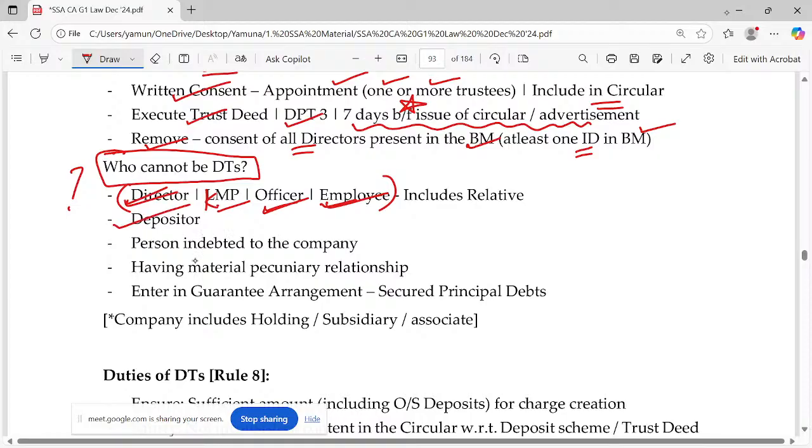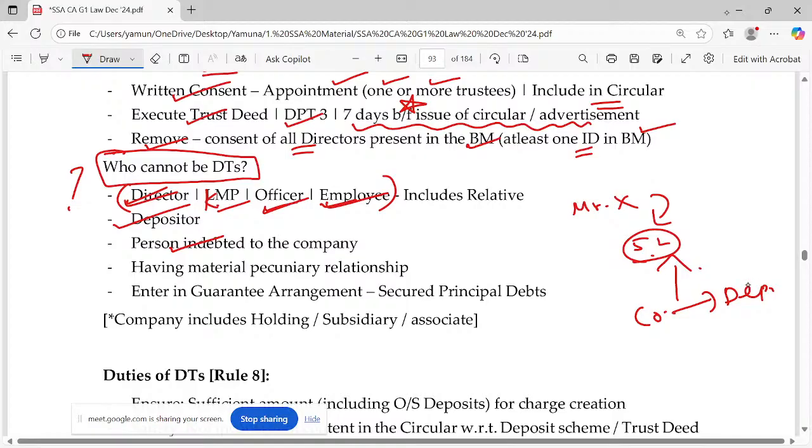And a depositor cannot be a trustee. A depositor will think only as a depositor; he will not think on behalf of the company. So the trustee should be an independent person. Also, a person indebted to the company cannot be one. Suppose you are Mr. X and the company has borrowed 5 lakhs from you. Will the company repay the depositors first, or will it repay you?